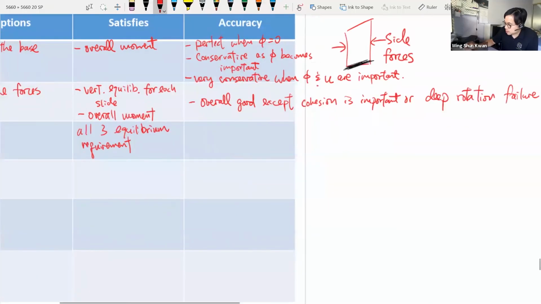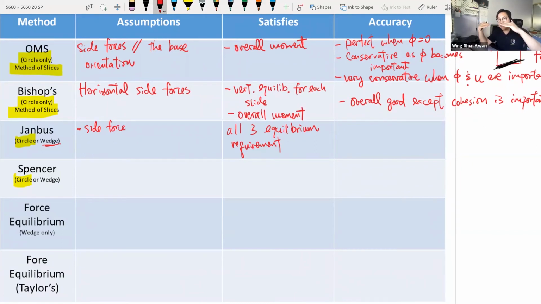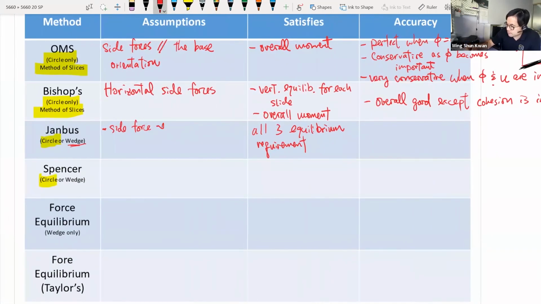So this is the nice thing about it. What is different here now is the side force. They really solve for the side force, which means the orientation of the side force is not restrained to be parallel with the sides or absolutely horizontal. It is the resultant force. So each side force has a different orientation angle based on the static analysis of each slice.